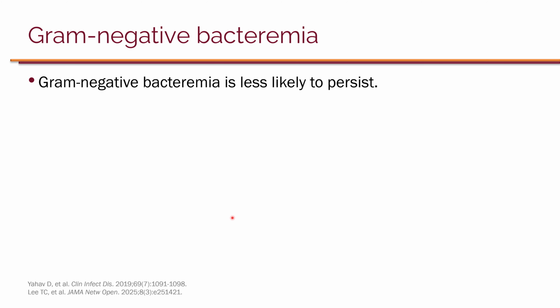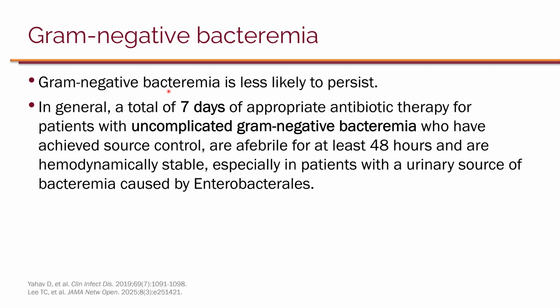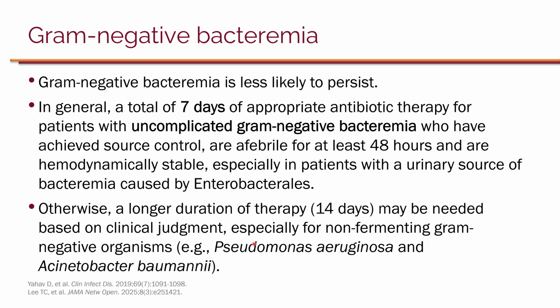For gram-negative bacteremia, because these are less likely to persist, the duration of treatment tends to be shorter. In general, a total of 7 days of appropriate antibiotic therapy for patients with uncomplicated gram-negative bacteremia who have achieved source control, are afebrile for at least 48 hours, and are hemodynamically stable, especially patients with a urinary source of bacteremia caused by Enterobacterales. Otherwise, the patient may need 14 days of treatment, especially if it's a non-fermenting gram-negative organism such as Pseudomonas or Acinetobacter.